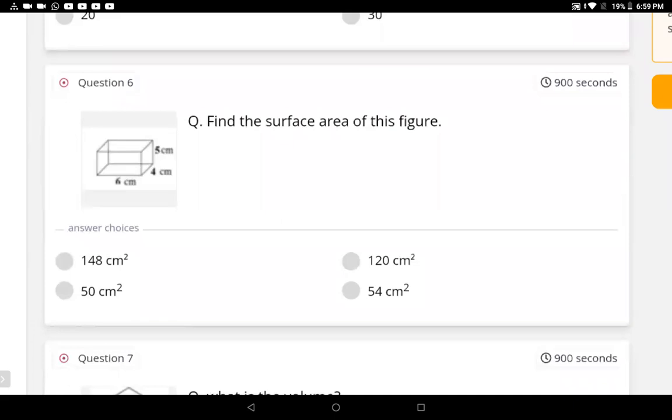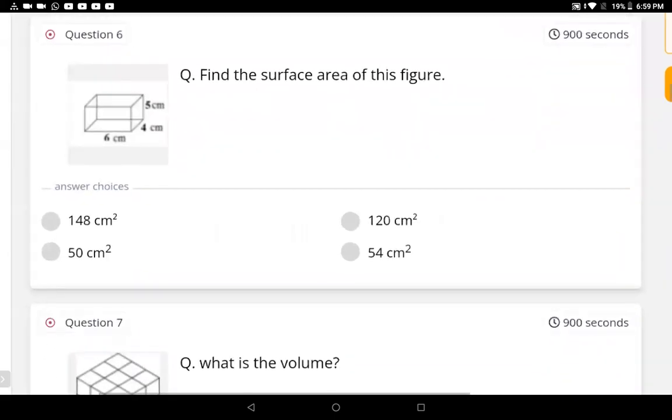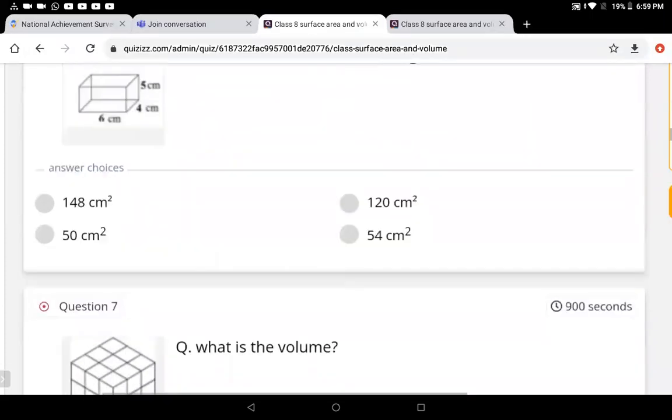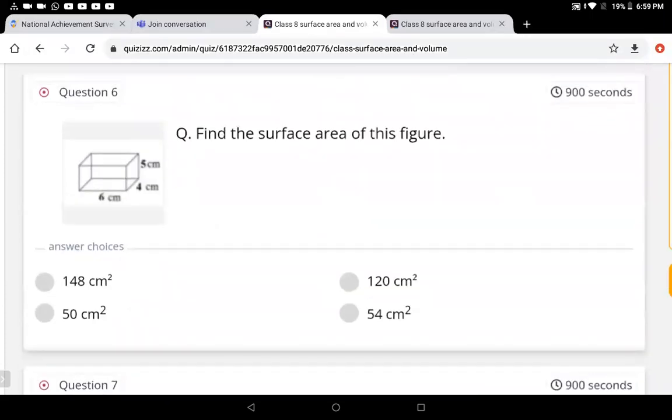Next one, find the surface area of the figure. This is also like a cube. What is the surface area of a cuboid, children? Twice LB plus BH plus LH. Surface area means 2 into (LB plus BH plus LH).